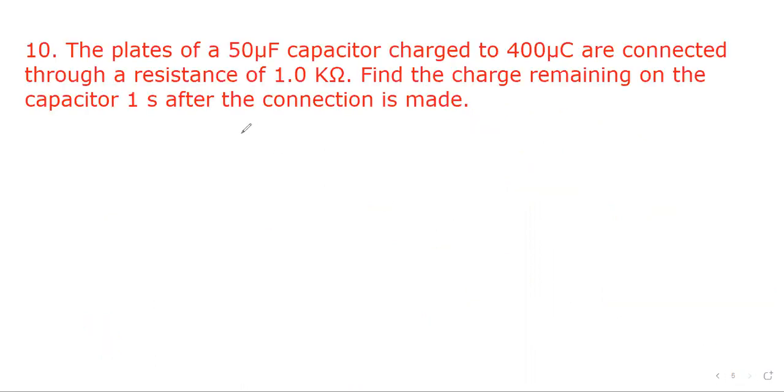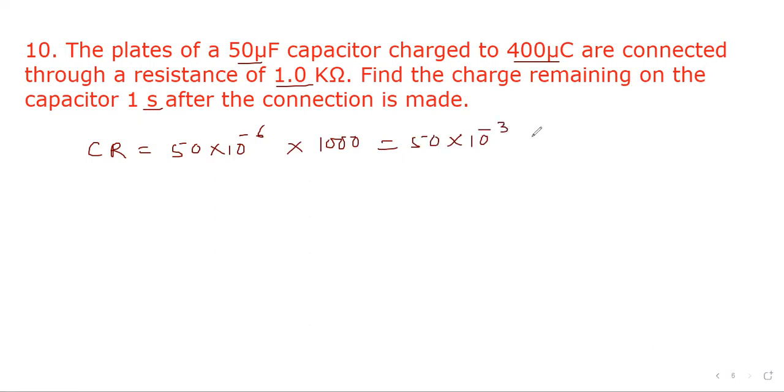Now, let's go to question number 10. The plates of a 50 microfarad capacitor charged to 400 microcoulomb are connected through a resistance of 1 kilo ohm. Find the charge remaining on the capacitor 1 second after the connection is made. So here we find the time constant CR. We put the values: 50 into 10 to the power minus 6 into resistance 1000. So this will be equal to 50 into 10 to the power minus 3, or 50 milliseconds.